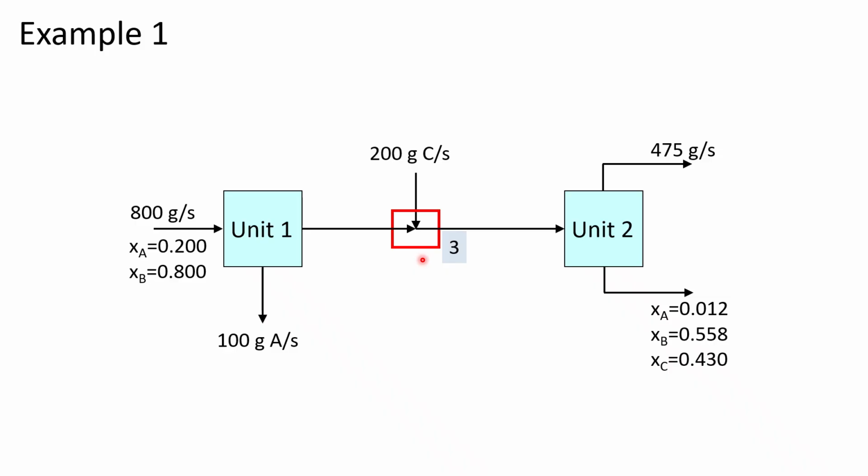The third control volume is shown here. This control volume is around the mixing point. This mixing point has one input stream, which is one of the products from unit 1, the stream we're going to mix with that product from unit 1, and then the mixture that's fed to unit 2.